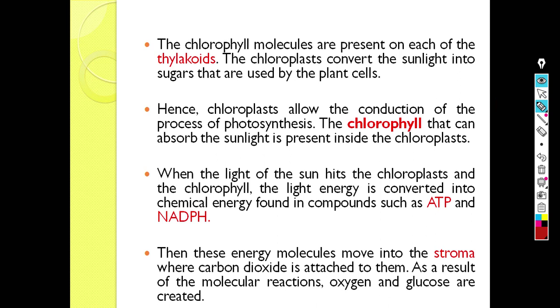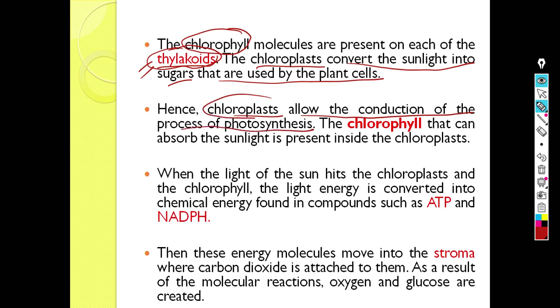Okay. So these chlorophyll molecules are present on each of the thylakoids. Basically, inside the chloroplast, chlorophyll molecules are attached inside the thylakoid. Clear? Now the chloroplast, what happens? It converts the sunlight into sugars that are used by the plant cell. So chloroplasts allow the conduction of the process of photosynthesis.